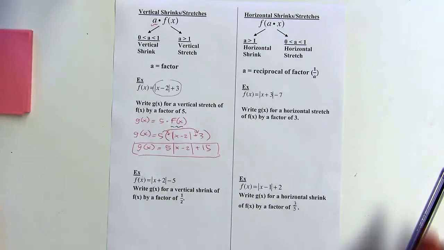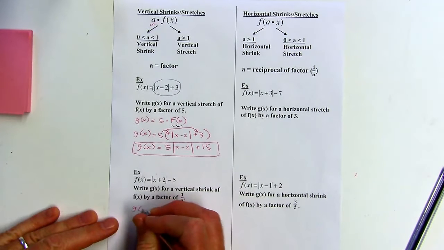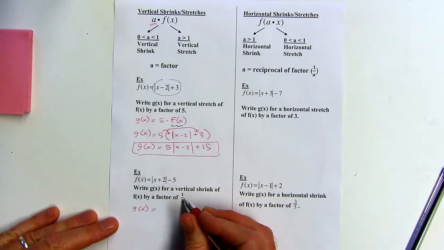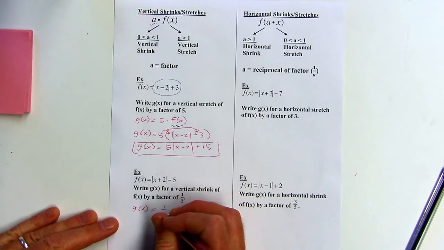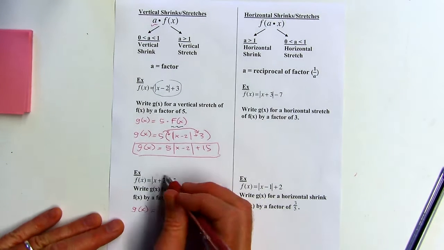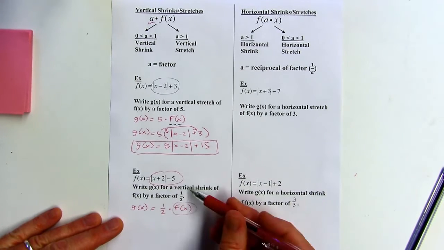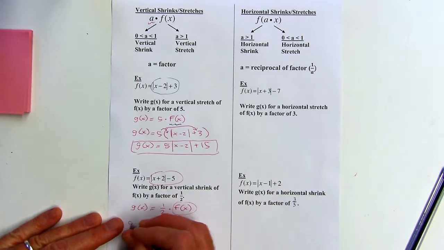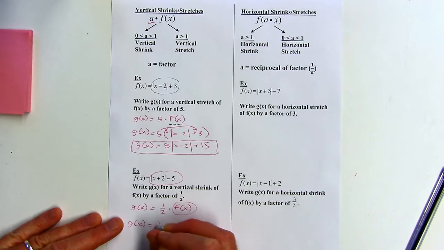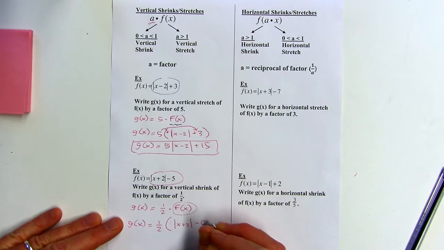All right, so when we're doing a vertical shrink here, we're going to use the same kind of strategy. So this is going to be my a value, so I'm going to take 1/2 times f of x. And again, just like the last problem, now I'm going to substitute in for f of x. I'm going to substitute in all of this, and I'm going to use parentheses when I do that to help remind me that I'm going to need to distribute.